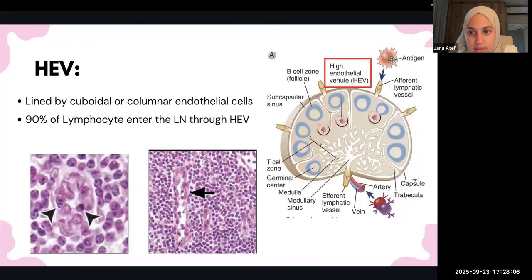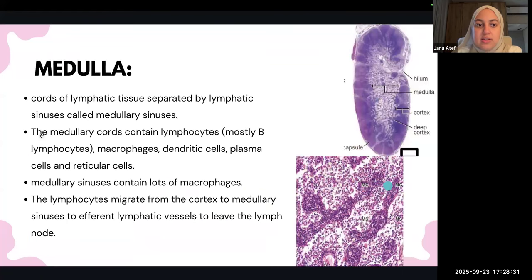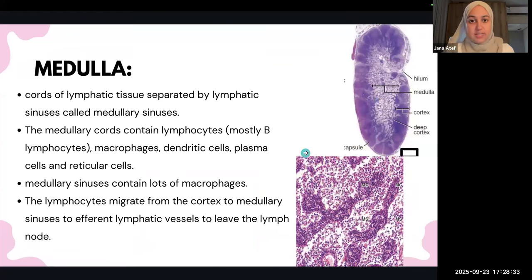Did I miss anything? Yeah, again, the HEV are like the capillaries of the lymphatic vessels, the very ending. This is where the lymphocytes themselves, B cells and T cells, enter and exit, and it's found in the paracortex. The identifying features: if you see a nodule, it's in the cortex. If you see an HEV, it's in the paracortex. If you see medullary sinus, with sinus and cord, this is the medulla.